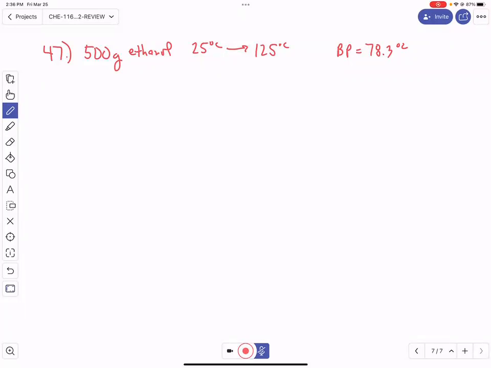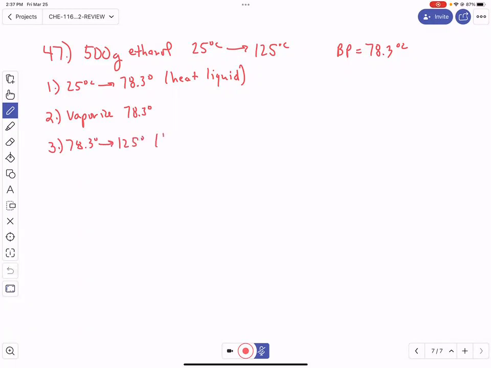We have to heat the ethanol. So we have to go from 25 degrees to the boiling point, which is 78.3 degrees. And then we have to vaporize the ethanol. So first was to heat the liquid. Then we have to vaporize. So vaporize, that's isothermal, that stays at one temperature. That's going to be at 78 degrees. And then we have to heat it again from 78.3 degrees all the way up to 125 degrees, except for now we are heating the gas.